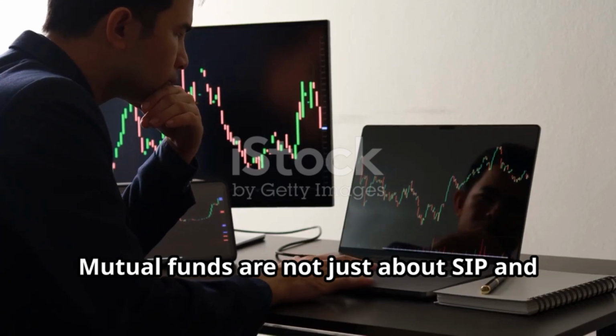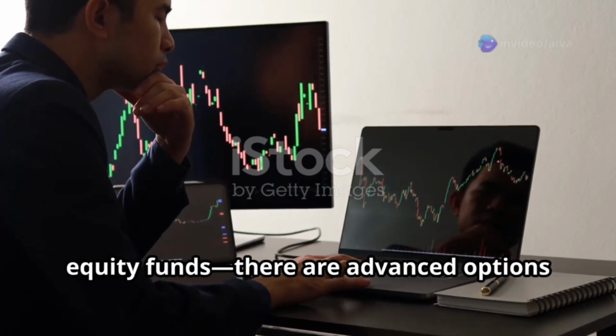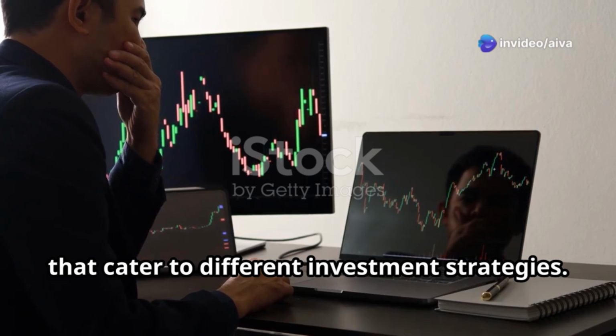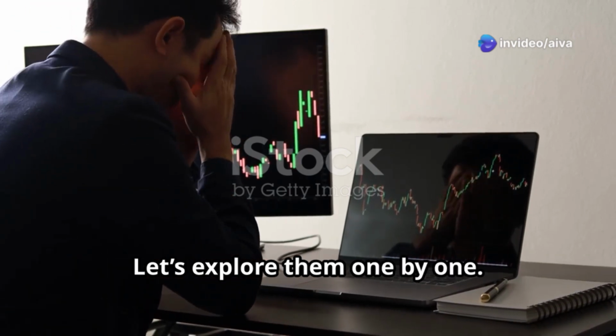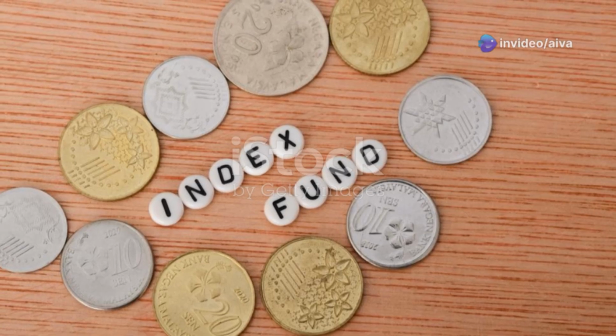Mutual funds are not just about SIP and equity funds. There are advanced options that cater to different investment strategies. Let's explore them one by one.